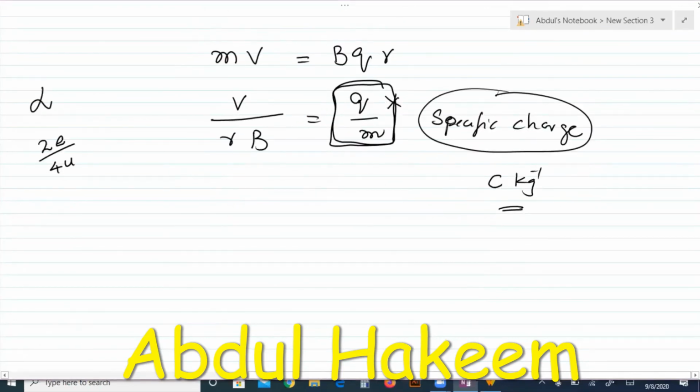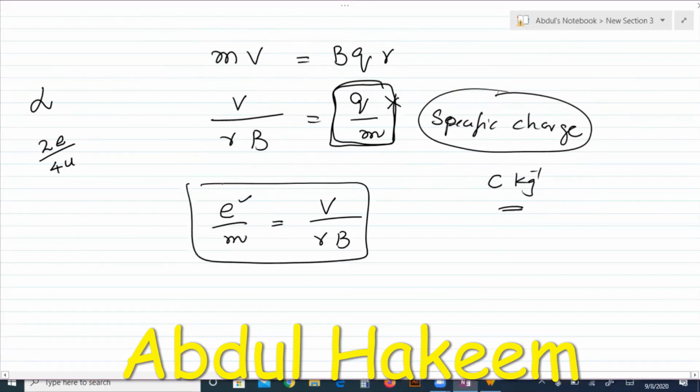So the charge to mass ratio is V over RB. So it can be e by m for the electron, because the charge of the electron is e. It can be e by m for the proton. So e by m, the charge to mass ratio, is V divided by RB. V is the velocity with which it enters, R is the radius of the circular path, and B is the magnetic field strength which is provided to it.